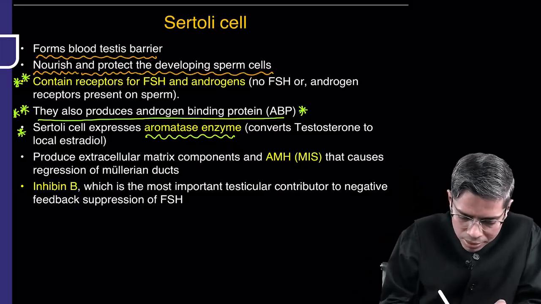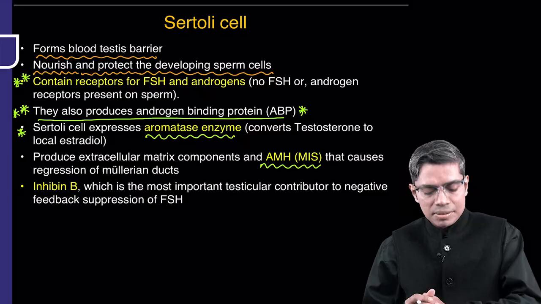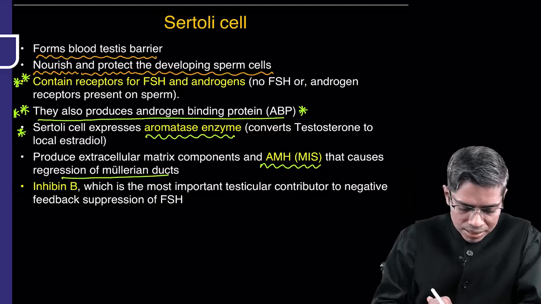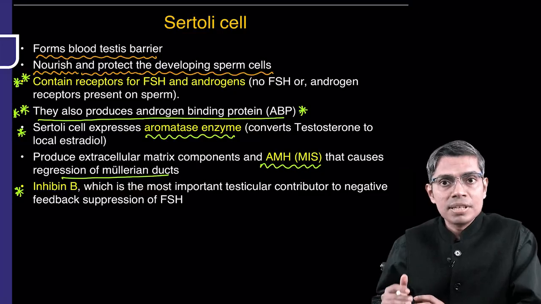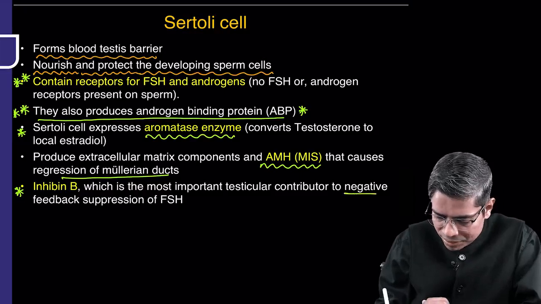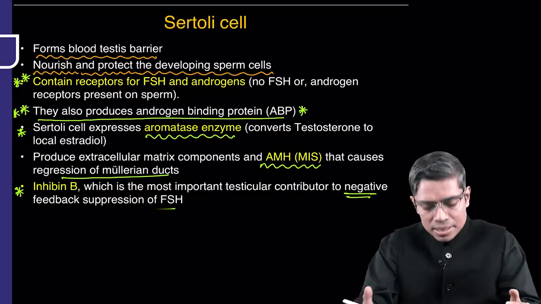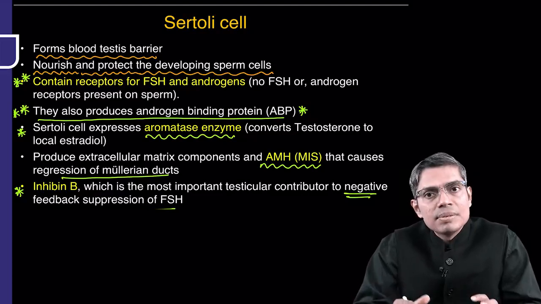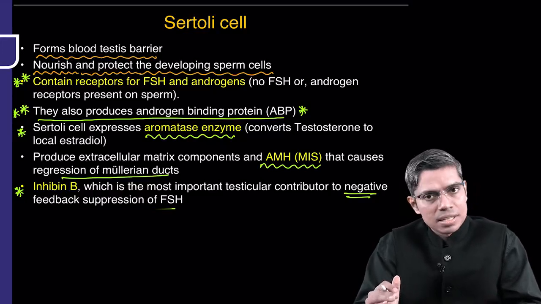I'll tell you. Not only that, it produces Mullerian inhibitory substances in the fetal life, and that causes regression of the Mullerian duct. And the last one, Sertoli cell is also secreting inhibin B, and this inhibin B will give a negative feedback effect on FSH, right? So there is a negative feedback process. How is this negative feedback process occurring? Inhibin is the important component which is giving negative feedback to FSH secretion, right?